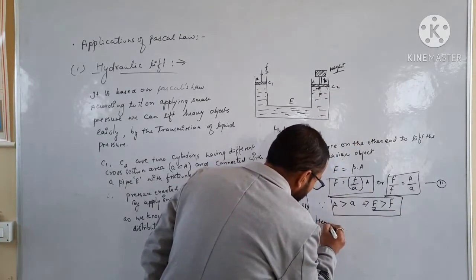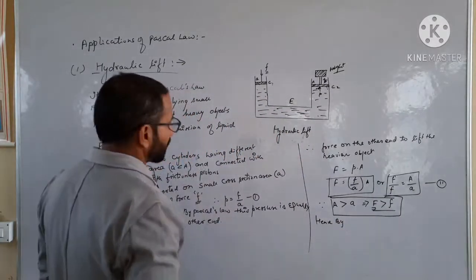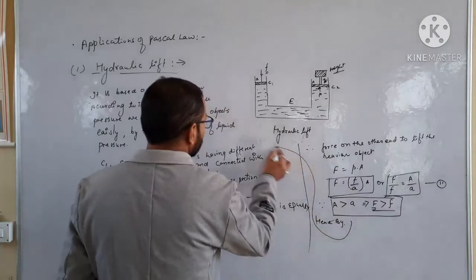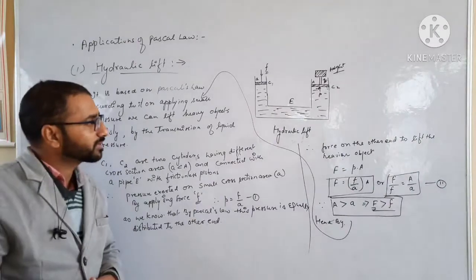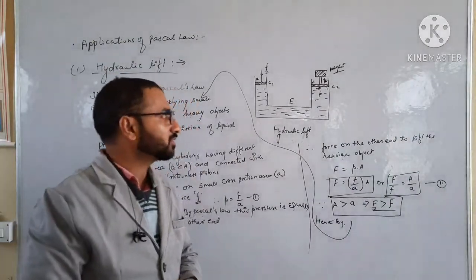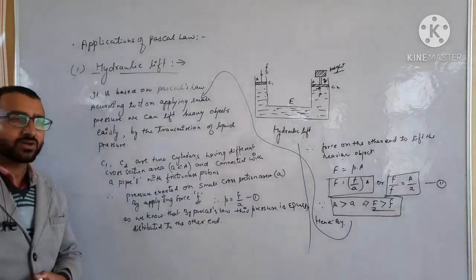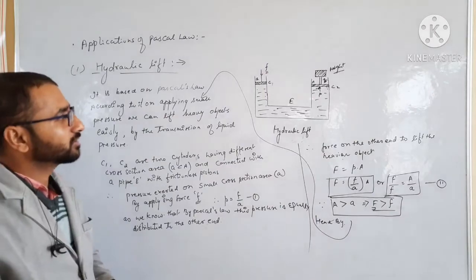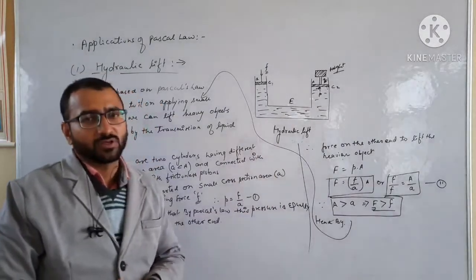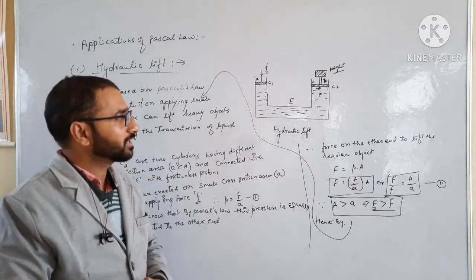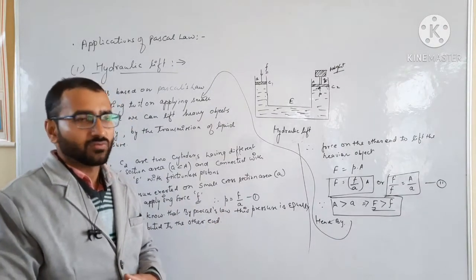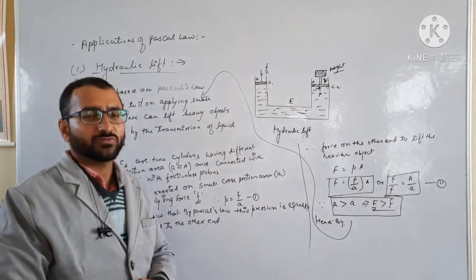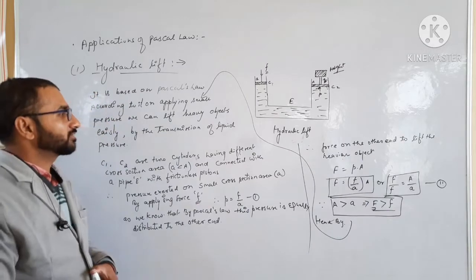So hence, we can write this statement: by applying small pressure, we can lift heavier objects. Point clear? By the transmission of liquid pressure. This is the proof of this hydraulic lift. And after that, we will talk about the next application of Pascal law, which is hydraulic brakes, in which we will see how on applying a small amount of pressure on the pedal, the wheels of large vehicles will stop easily by applying a small amount of pressure on it. So for that, pause the video and note down.